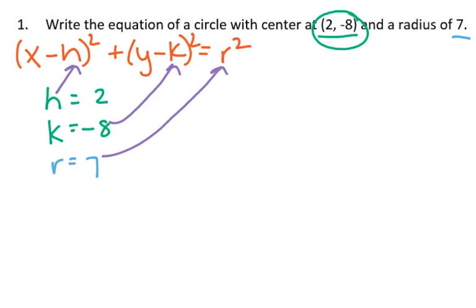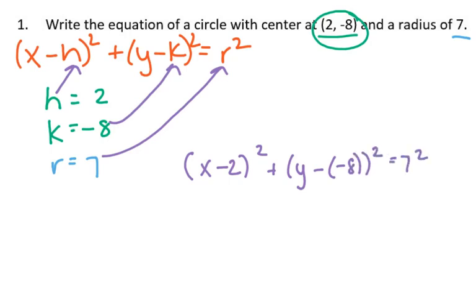So my equation for my circle with my inputted values will now be x minus 2 squared plus y minus -8 squared is equal to 7 squared. Now just to simplify this a little bit, I have to watch my signs. I have minus and negative. So I end up getting a final equation of x minus 2 squared plus y plus 8, watch the sign again, squared is equal to 49.